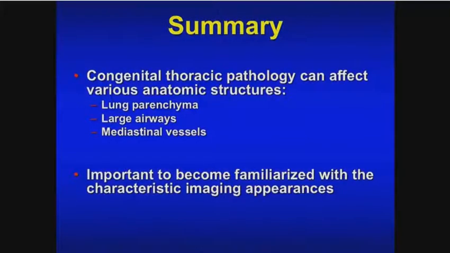So today we looked at cases related to congenital thoracic pathology. As you can see, they can affect various anatomic structures, including lung parenchyma, large airway, and mediastinal vessels. And as a radiologist, it's very important for us to recognize and become familiar with characteristic imaging findings so that we can make the correct diagnosis.